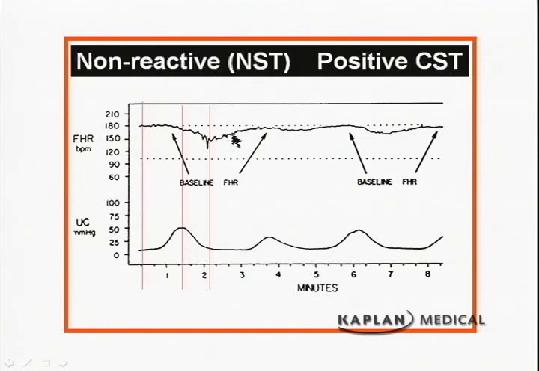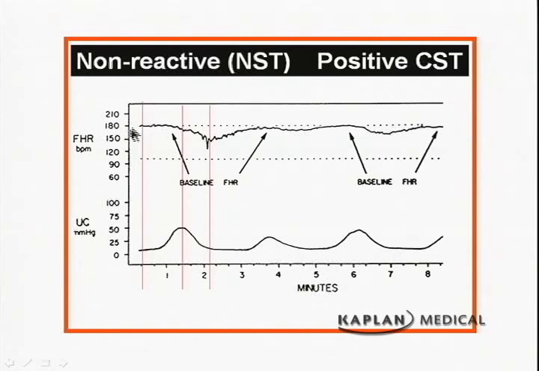Do you see any accelerations? No. Non-reactive NST. By the way, what's a baseline heart rate? Normal should be 110 to 160. This is a baseline heart rate of 180. So we have tachycardia, decreased variability, non-reactive, positive CST. This baby's not doing well.